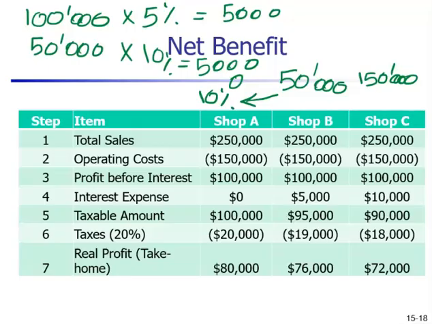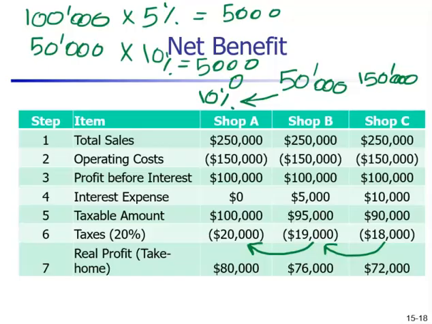So what you see is that Shop C is paying less tax than Shop B. Shop B pays less tax than Shop A. Why? Because they are paying interest, and interest is a tax deductible expense. When their operating profit is the same, you can see this trend, and that was the main reason I have chosen all the numbers the same. Okay, now you have the taxes.